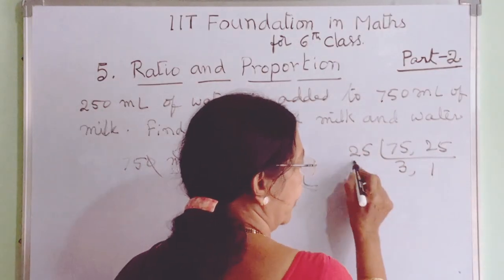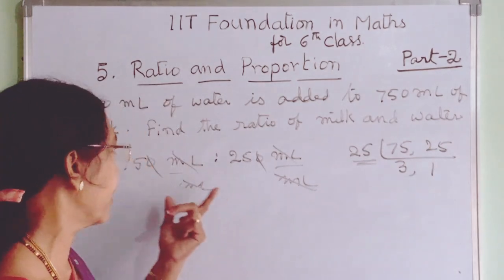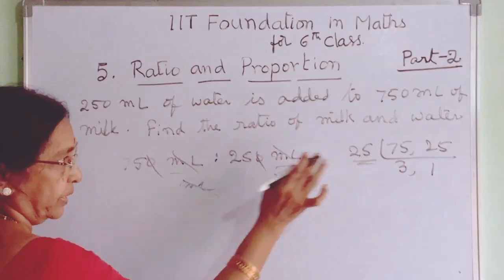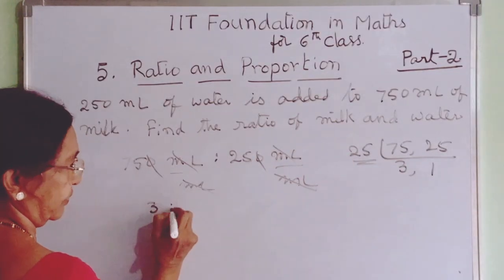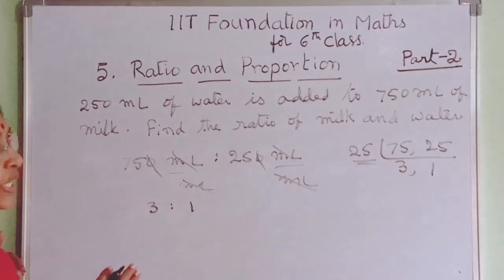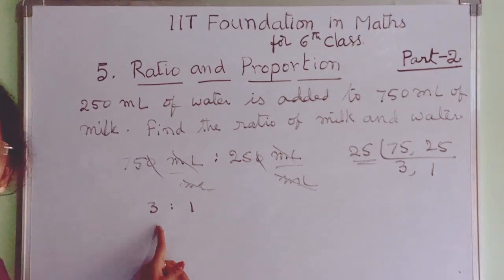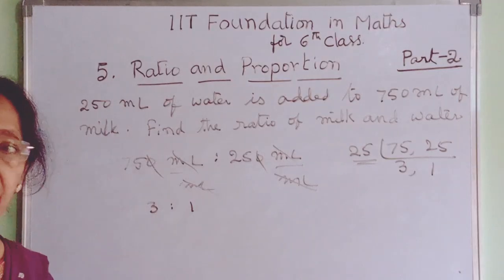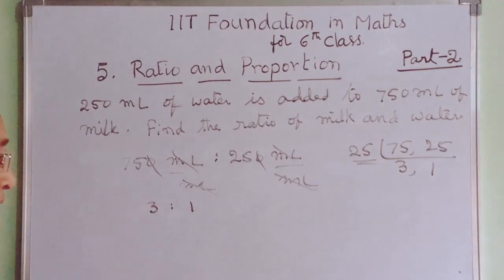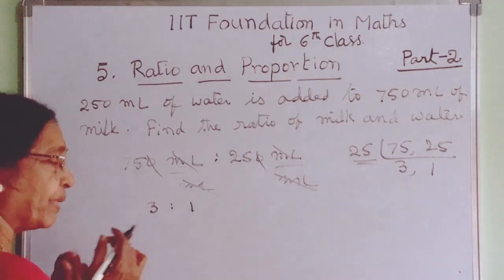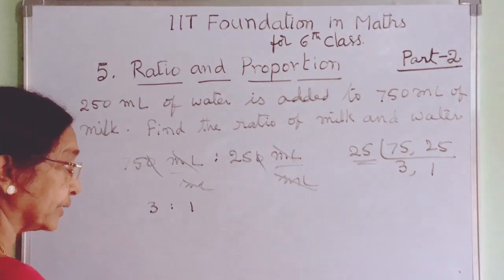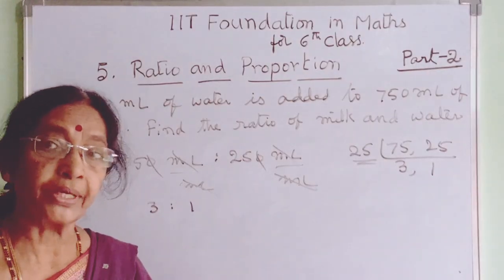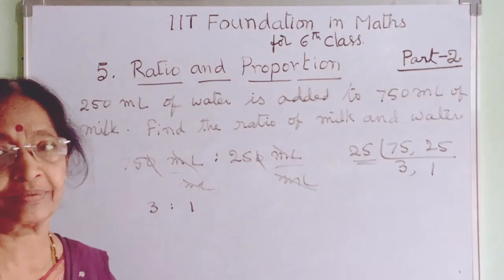So 25 is the highest common factor of 75 and 25. Therefore, if we divide the ratio by 25, 3 75, 25 ones. Therefore, the ratio of the milk and water is 3:1. So, in 3 parts of milk, 1 part of water is added. So, the mixture contains only 3 parts of actual milk and the other 1 part is water. We are always buying the mixture of water and milk, not pure milk.